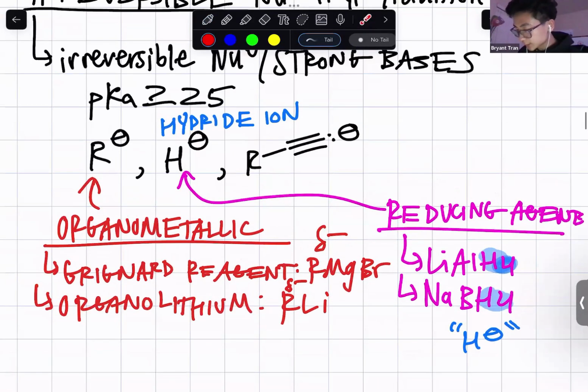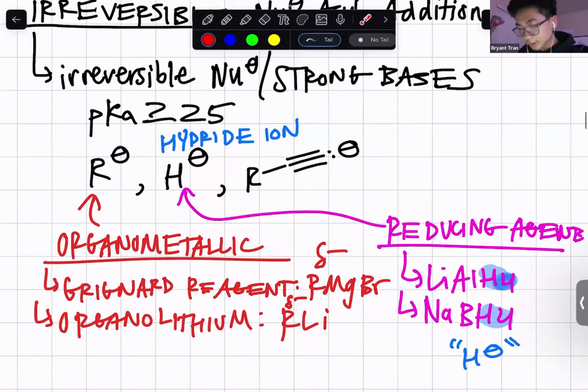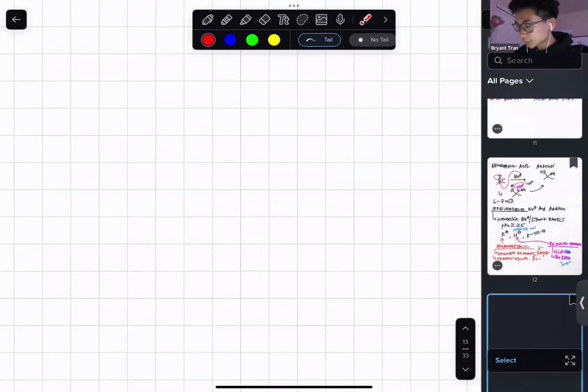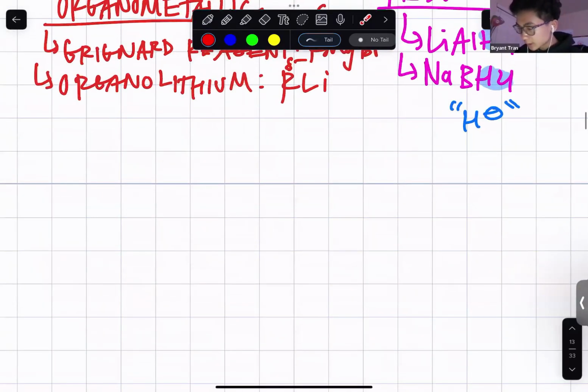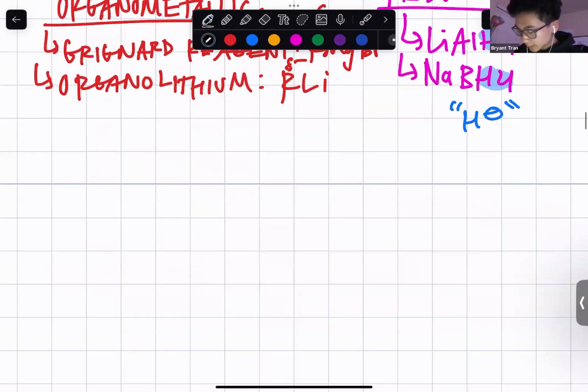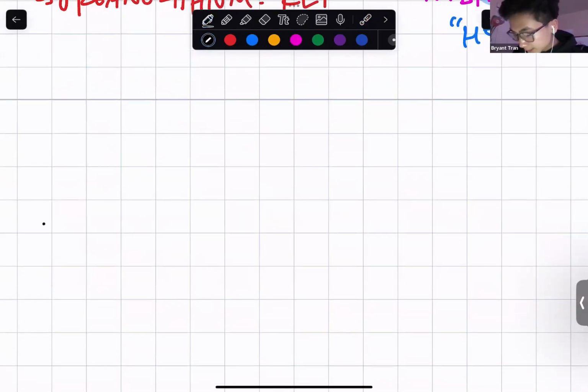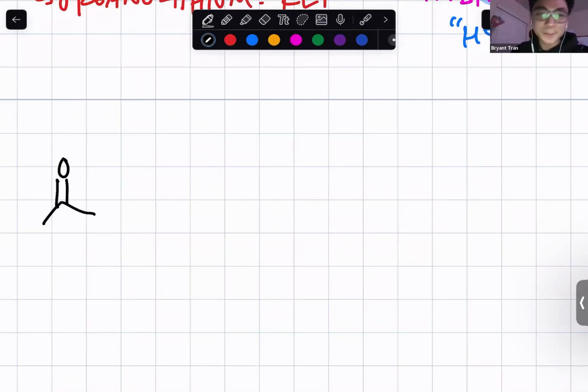Okay, so these are the irreversible nucleophiles that you need to know, especially the organometallic ones and reducing agent ones. Now, let's move on to the nucleophilic acyl addition irreversibly. Let's add a basic carbonyl in like that, and let's do organometallic phase, right? I'm going to show you guys how to predict the product quickly before doing the mechanism, and then I'm going to go over the mechanism afterwards.